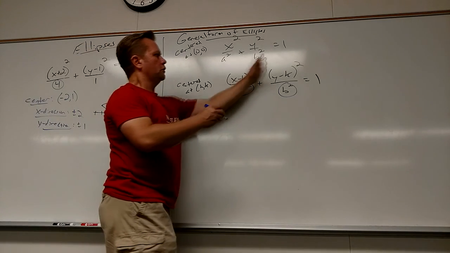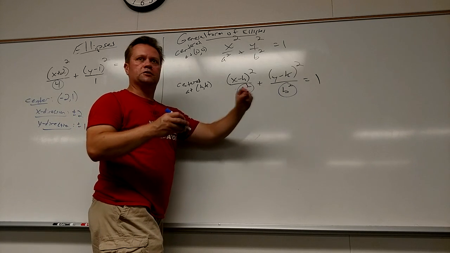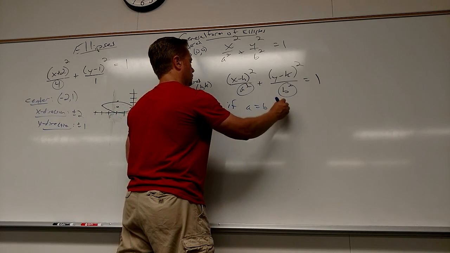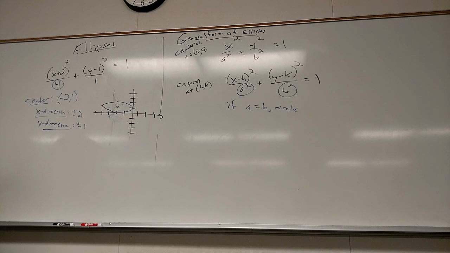And when would this equation become the equation of a circle? If A and B are equal, you get a circle. It makes sense. A circle is just a special ellipse. A circle is an ellipse that's symmetric in all directions, just like a square is a special rectangle. A square is a rectangle where all the sides are the same length.